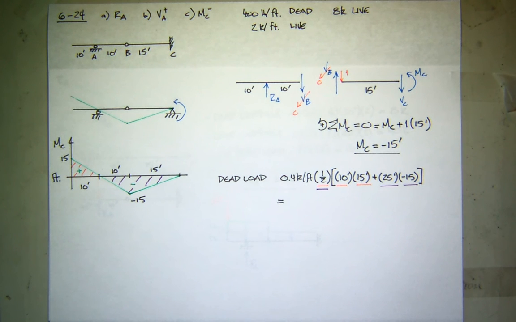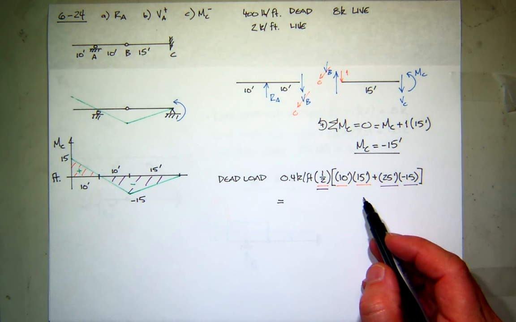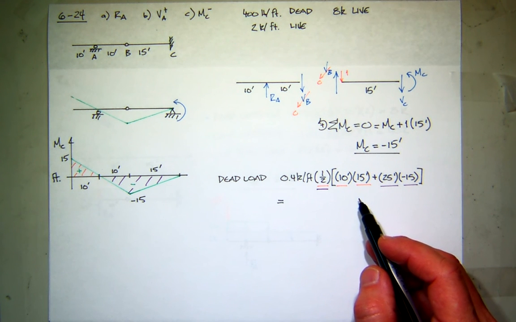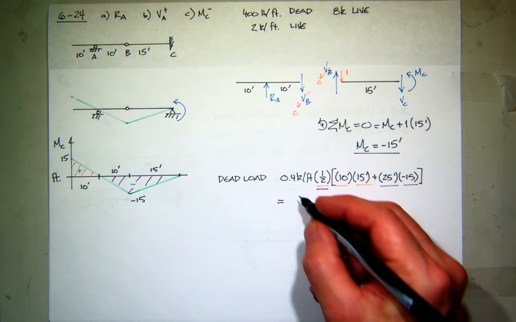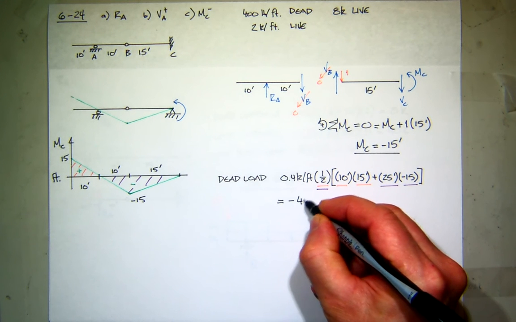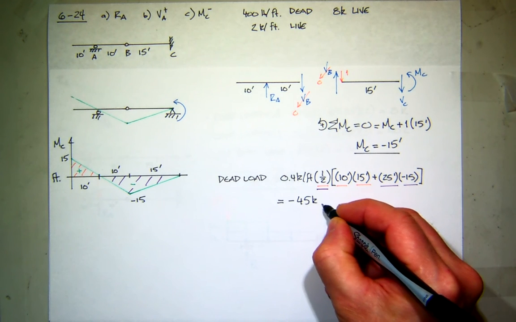Anybody get that number? Yeah, 45. 45? Anybody else get 45? Sorry? It's negative. Yeah, it's negative. Negative 45? Yeah, that makes sense. So that'll be negative 45, and this is going to be kip feet.